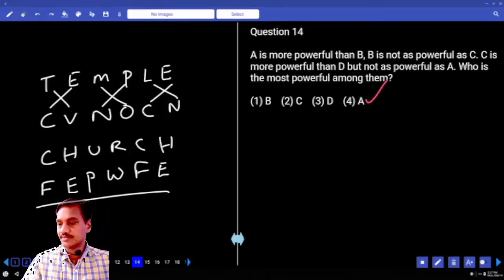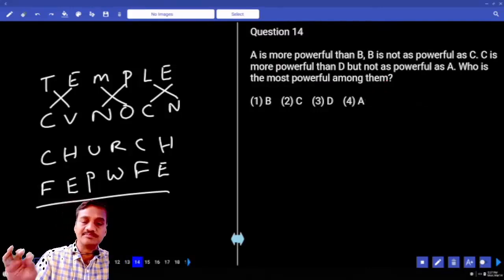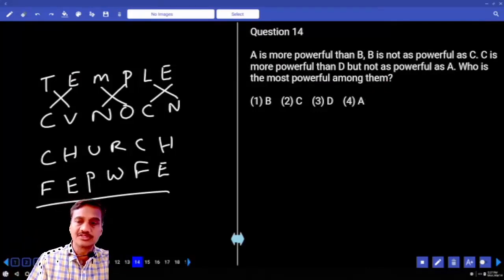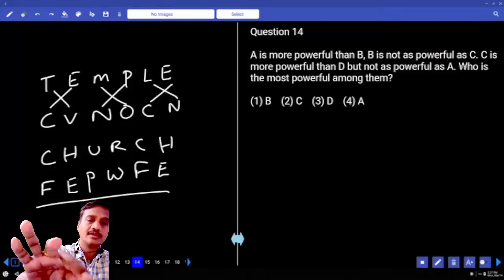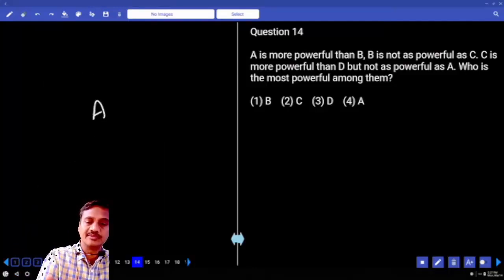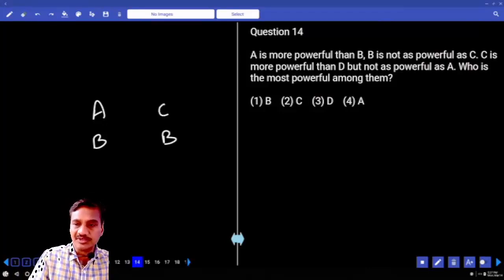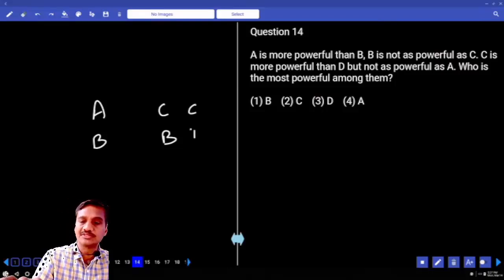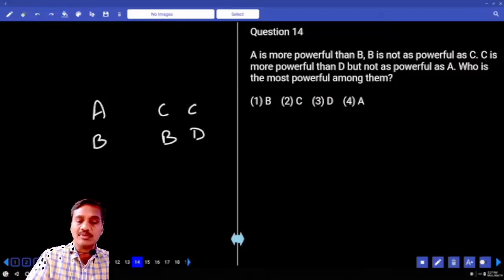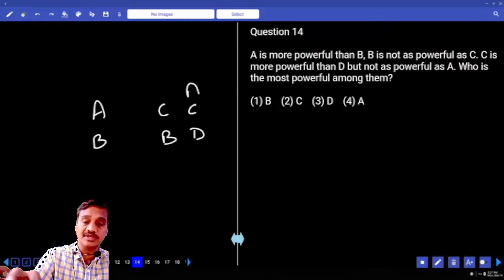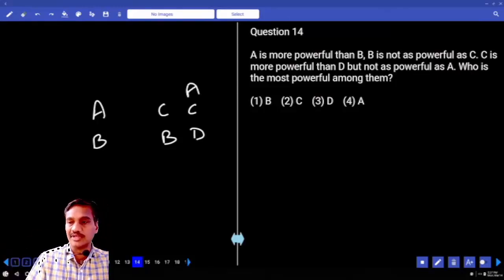Then 14th one, now it is based on comparisons here. A is more powerful than whom? A is more powerful than B, can be written like this. B is not as powerful as C. B is not as powerful as C means now C is more powerful than B. The relation between A and C is not given. C is more powerful than whom? C is more powerful than D, but not as powerful as A. Hence A is more powerful than this one.